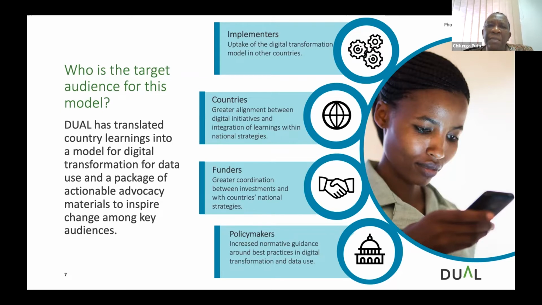Then we look at the countries themselves, the national governments, they need to align with it. They need to understand what this means. They need to align it with their digital initiatives and integrate the learnings with national strategies. One of the things that we want to emphasize in this model also is the learning aspect, because sometimes people do things, they generate things, but they actually don't learn from it. They don't have time to learn from it. It would be a good idea to make time to learn from what you're doing, because you can only improve as you apply what you've learned.